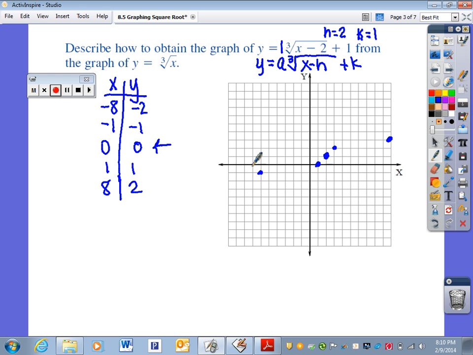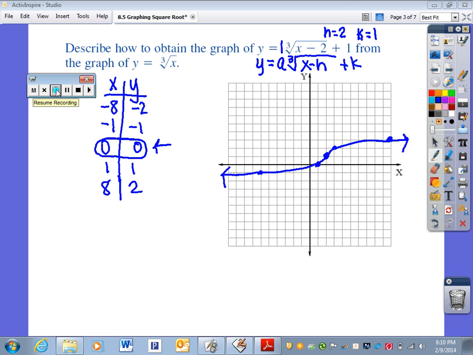And you'll notice what's happened is with all of our points from our parent function, they have been shifted to the right 2 and up 1. I just think it's easier to begin at this point and shift the (0, 0) to the point (2, 1), and then I'm able to count my other points from there.